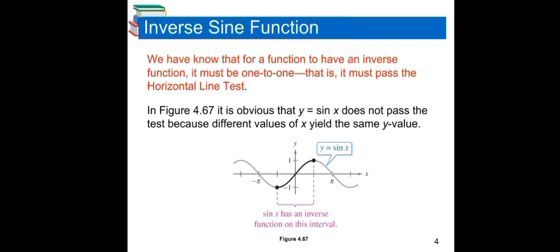The inverse sine function. We have known that for a function to have an inverse function, it must be one-to-one. That is, it must pass the horizontal line test. In Figure 4.67, it is obvious that y equals sine x does not pass the test, because different values of x yield the same y value.